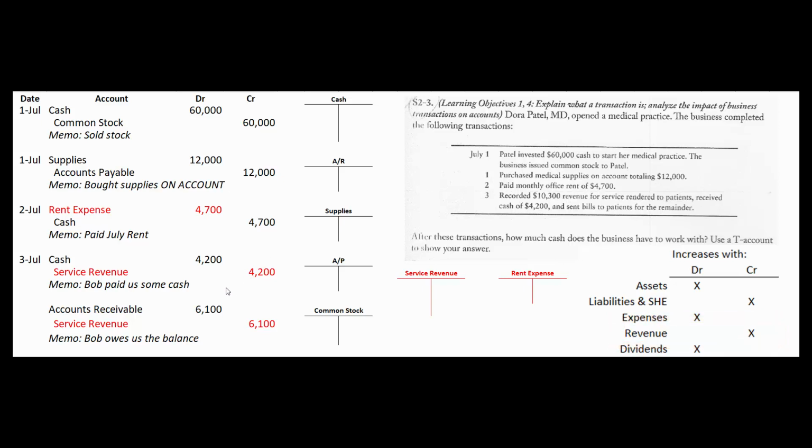Let's pretend like Bob paid us $4,200, but he owes us another $6,100. When we're going to receive money in the future, that's called an account receivable, and that's an asset. Assets increase with debits, and revenue accounts increase with credits. The opposite of expenses is revenue. It must increase with credits.